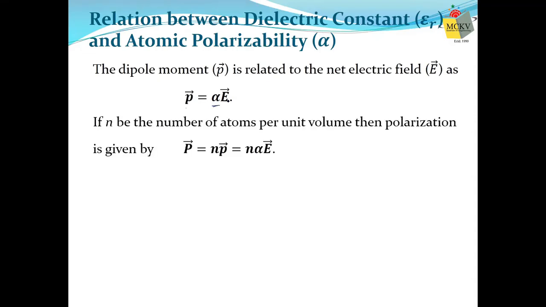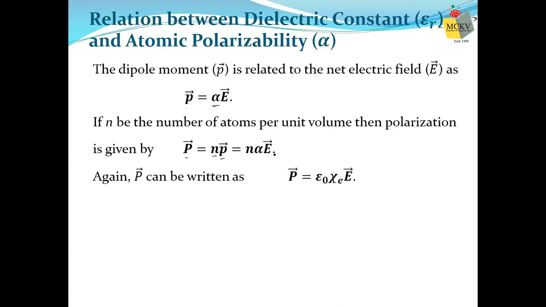Again, the polarization vector was defined as the total dipole moment per unit volume. That is, if n is the number of atoms or number of dipoles per unit volume, and p is the dipole moment of each, then n into p would be the total dipole moment per unit volume, and that is nothing but the polarization vector. So if we put the value of p, we will get the polarization vector as n alpha E.